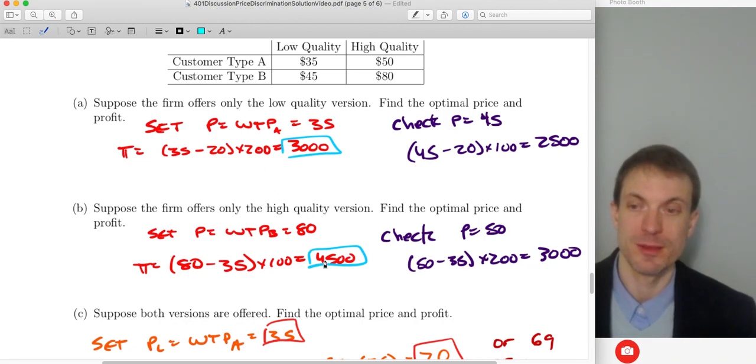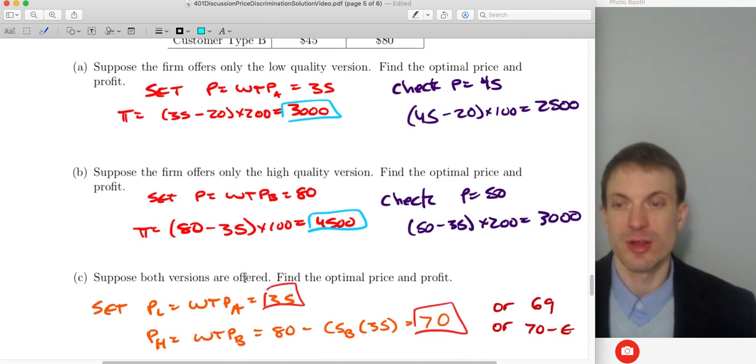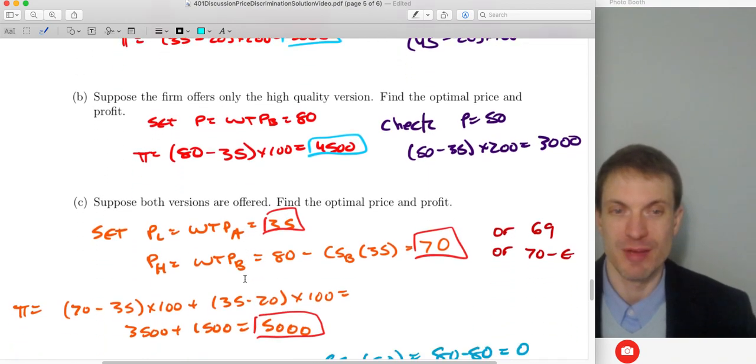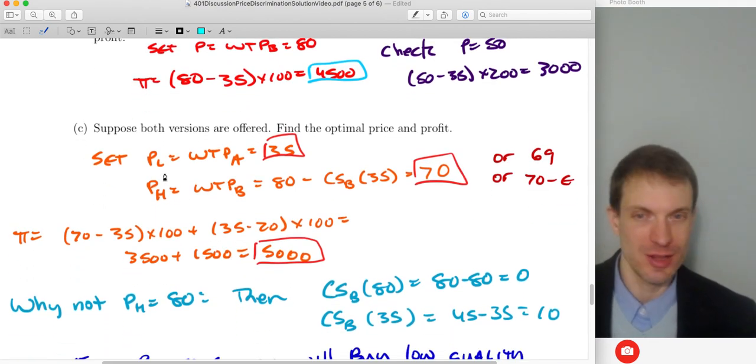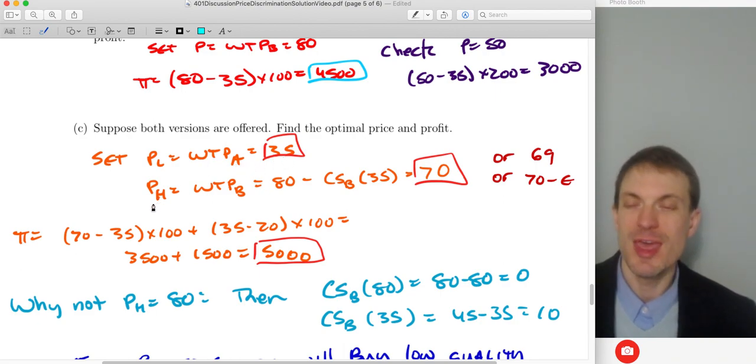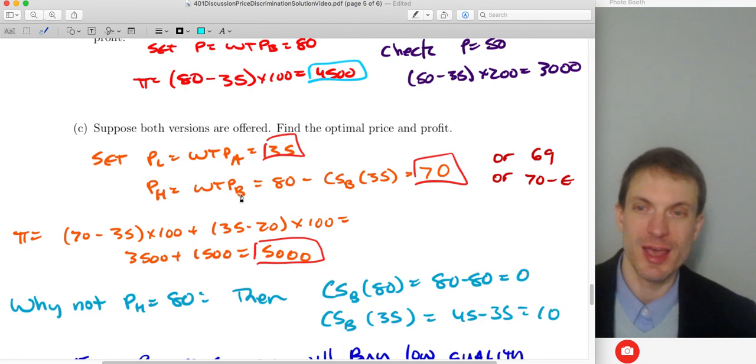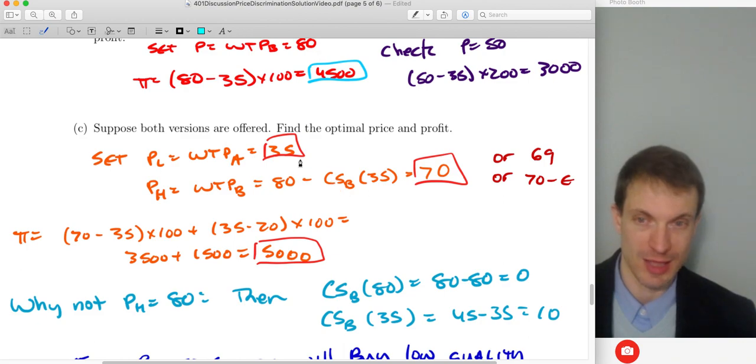All right, so suppose both versions are offered. Find the optimal price and profit. This is the one you're going to have questions. So what do I want to do? In general, when I'm selling both versions, I'm going to set the price for the low quality good equal to the willingness to pay of my lower demanders, equal to 35. And I'm going to set the price of my high quality item equal to the willingness to pay of my high demanders for high quality minus the consumer surplus they'd get buying the low quality at that price.